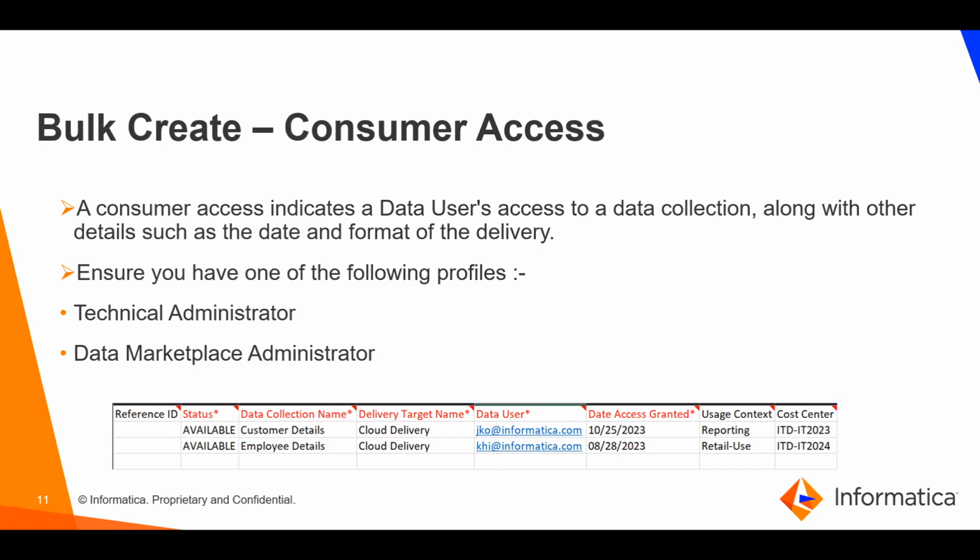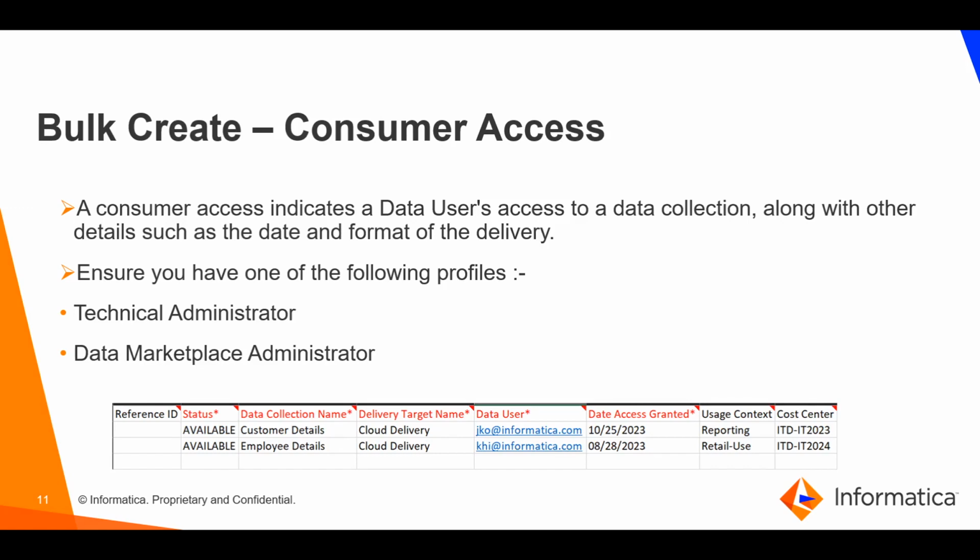Next, data user. This is the email address of the user who received the access to the data. Make sure that the user you specify is a valid user with correct asset permissions and feature privileges. Next, the date access granted. This is the date on which the data owner approved the data user's request for data collection. Enter the date in month, day, year format. Mention the date on which the technical owner delivered the data to the data user, not the date on which the consumer requested for access to the data.